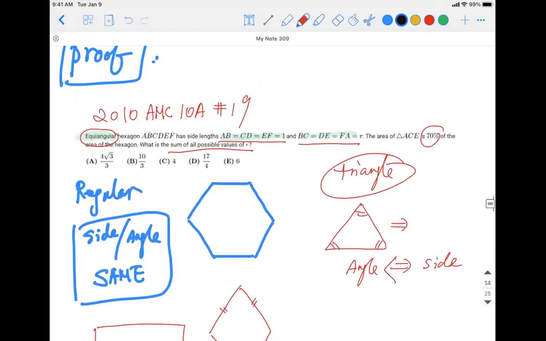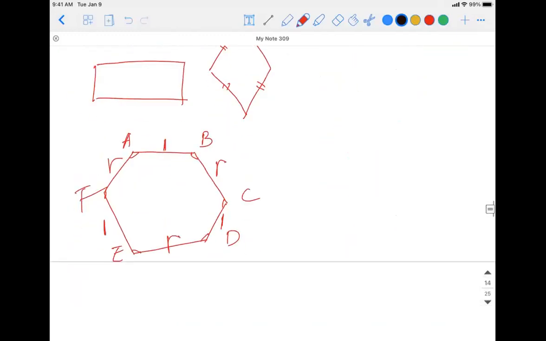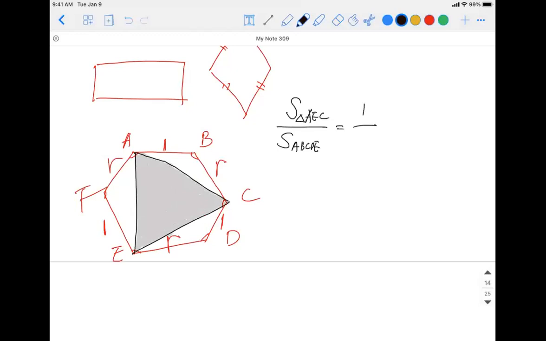And what is the next condition? The next condition says the area of triangle ACE is 70% of the entire hexagon. ACE is here. The area of the middle triangle takes 70% of the entire hexagon. So area of triangle ACE over area of hexagon ABCDEF is 7 over 10, 70%. How can I determine the value for r?